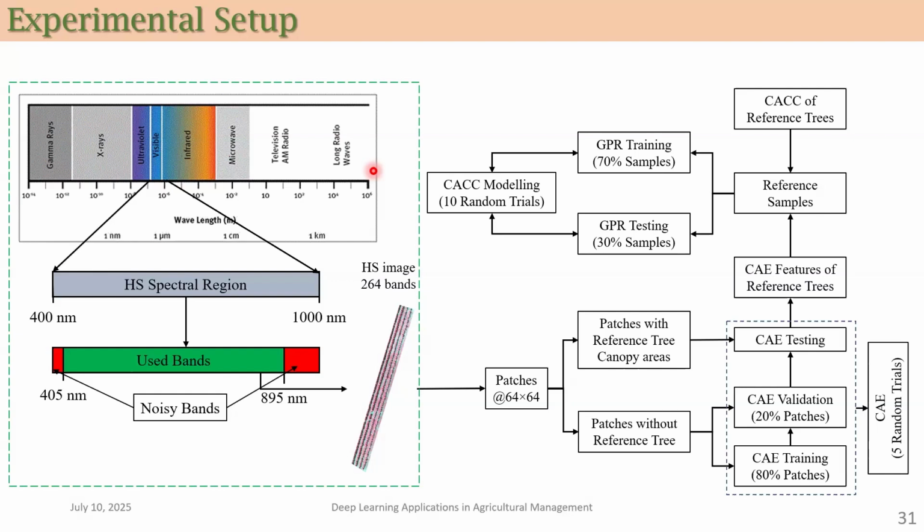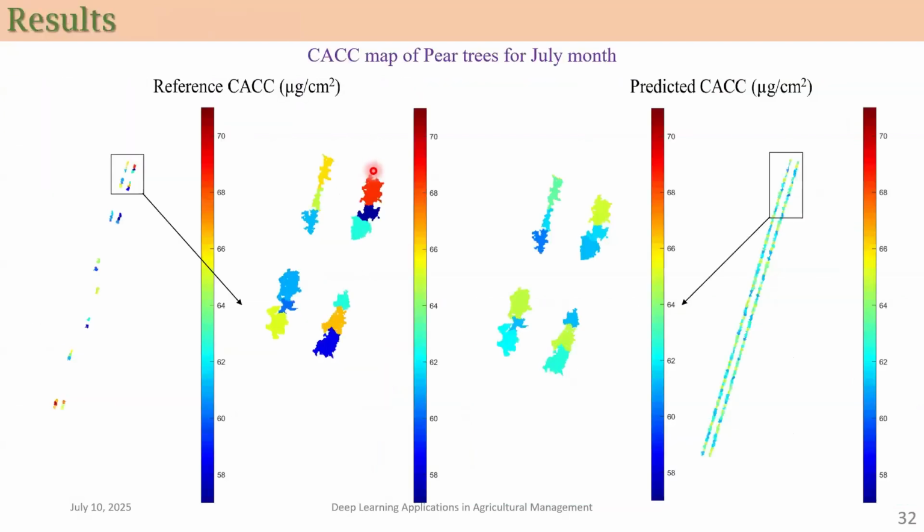And once that is done, these are some reference trees or reference orchards for which we have all the data available in terms of ground truth. Using that, we get the information in detail, and then we get the information for all these orchards. And that we call the predicted canopy averaged chlorophyll content.